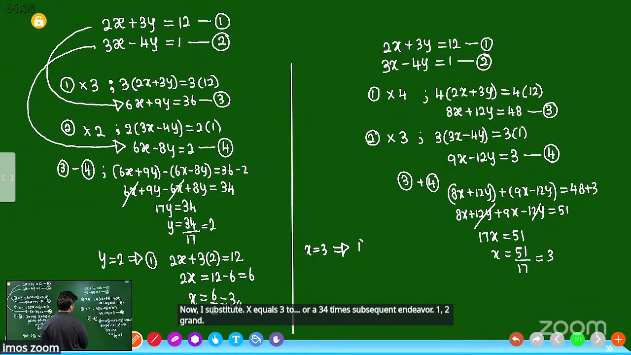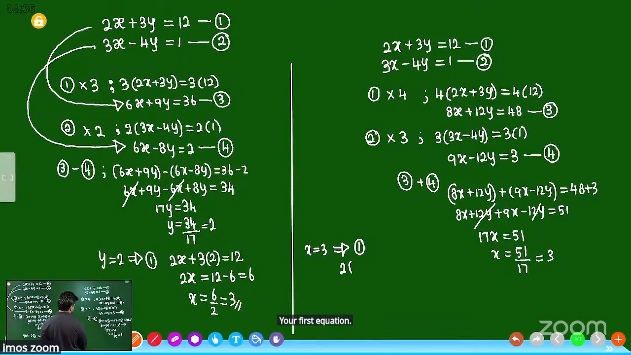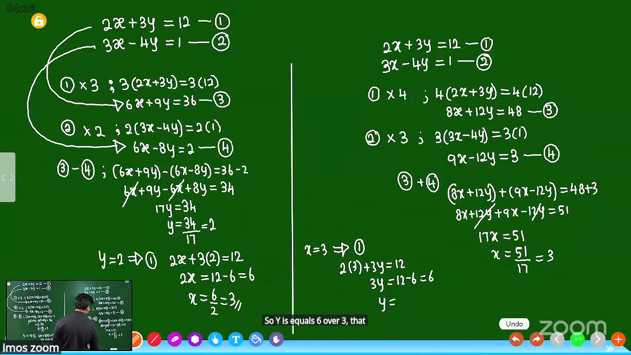Okay, first equation. Twice of x plus 3y is equal to 12. 2 into 3 is 6, right? 12 minus 6, it is 6. So y is equal to 6 over 3, that means 2. Alright.